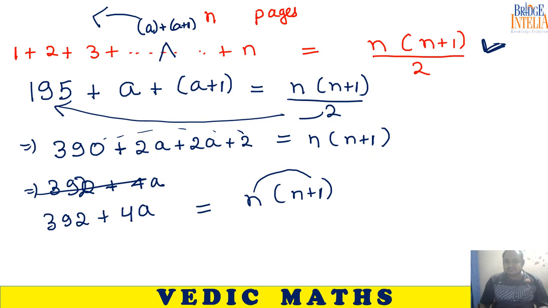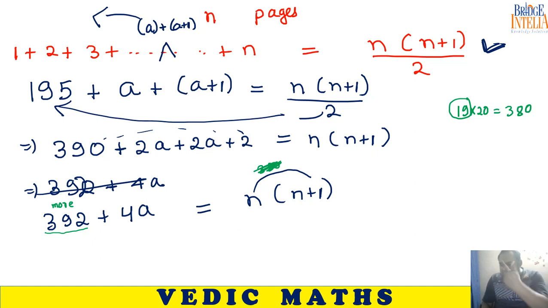So you can guess 19 and 20. 19 and 20 are consecutive numbers. So 19 into 20 is 380. So can the value of n be equal to 19? No, because 380 cannot be equal to 392. 392 is more than 380. So I cannot assume that this is equal to 380. No, that will be wrong.